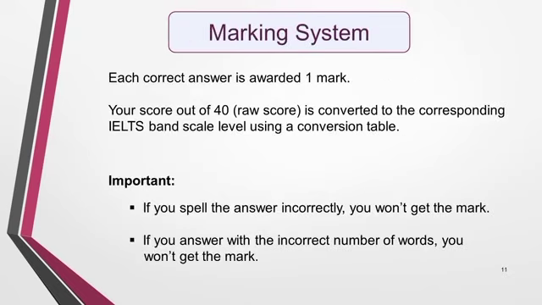You also need to understand how the marking system works. Each correct answer is awarded 1 mark. Your score out of 40, called your raw score, is converted to the corresponding IELTS band scale level using a conversion table. Here are the most important points.